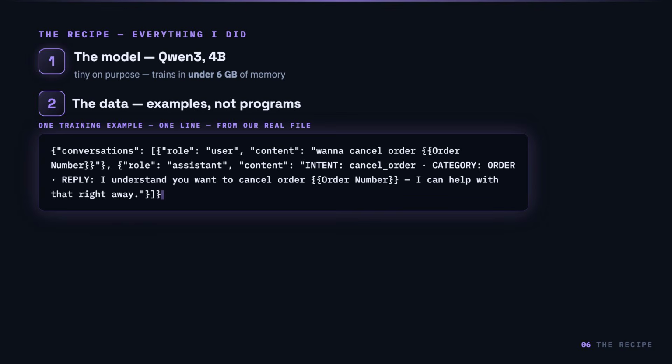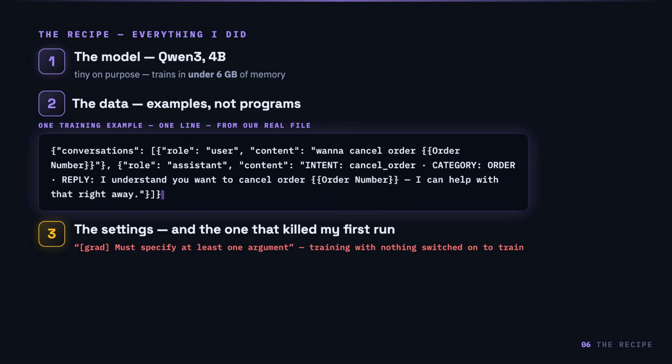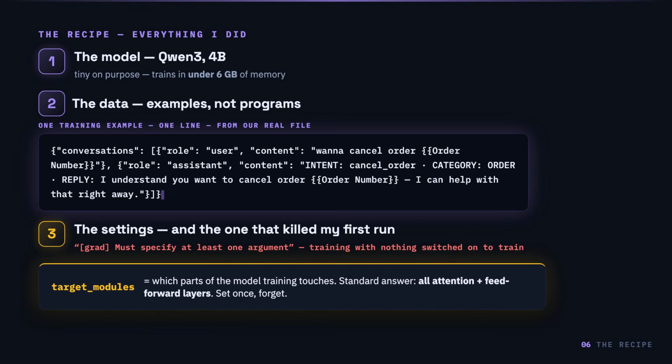3. The settings. And here is where I save you an hour, because my first run died in 60 seconds with an error straight out of a horror movie. "Grad must specify at least one argument." Translation: I had started training with nothing switched on to train. The studio interface fills this in for you, but know the setting. It's called target modules. It decides which parts of the model your training actually touches. The standard answer is all of them. The attention layers and the feed-forward layers. Set it once and forget it.